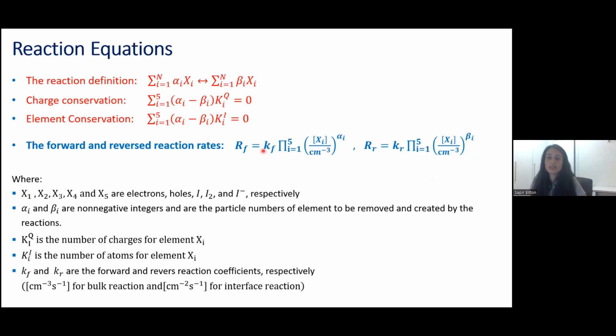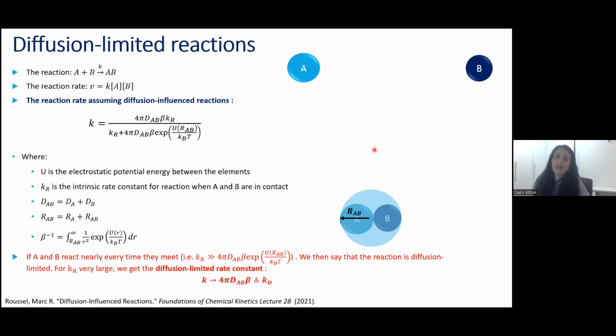So the rates of the forward and reversed reactions depend on the density of the elements participating in the reaction. But also, we can see it here, but also on the reaction constant K. But unfortunately, there is not enough information about the reaction constant K of the iodine species in the perovskite. So to give an estimation for the reaction rates, we use the formula that assumes diffusion-limited reaction. The full formula is not very important, so I won't dwell on it.